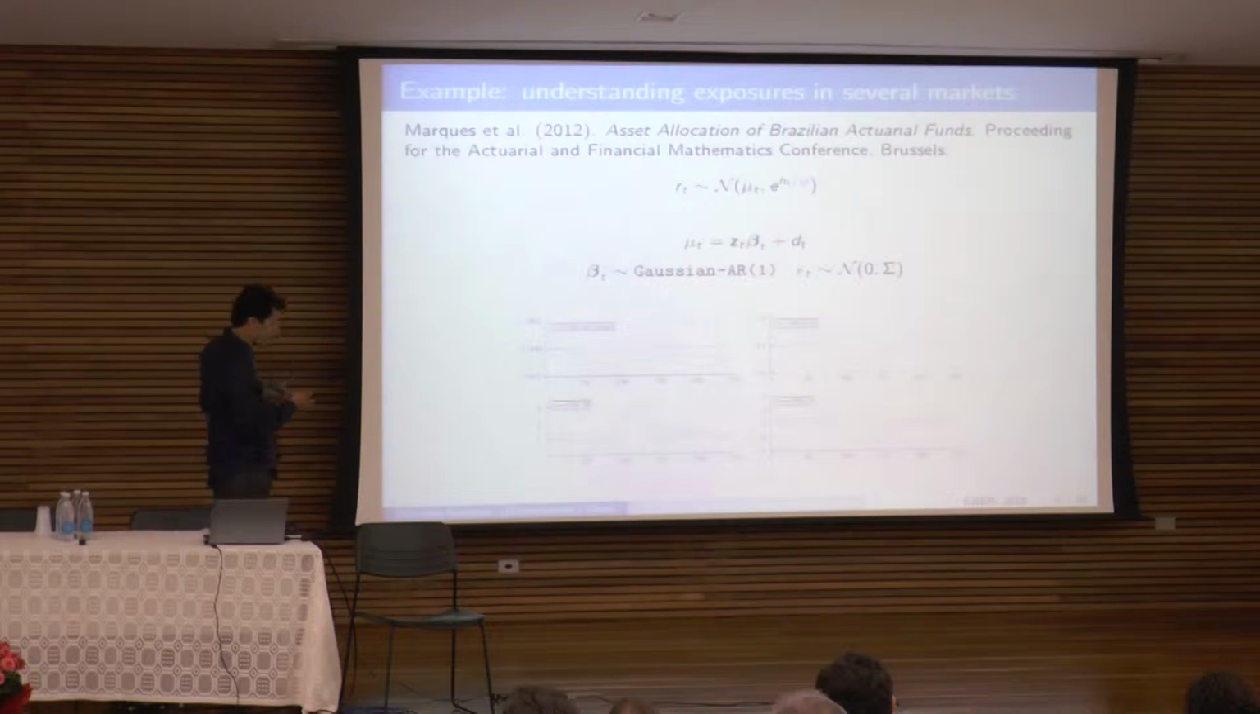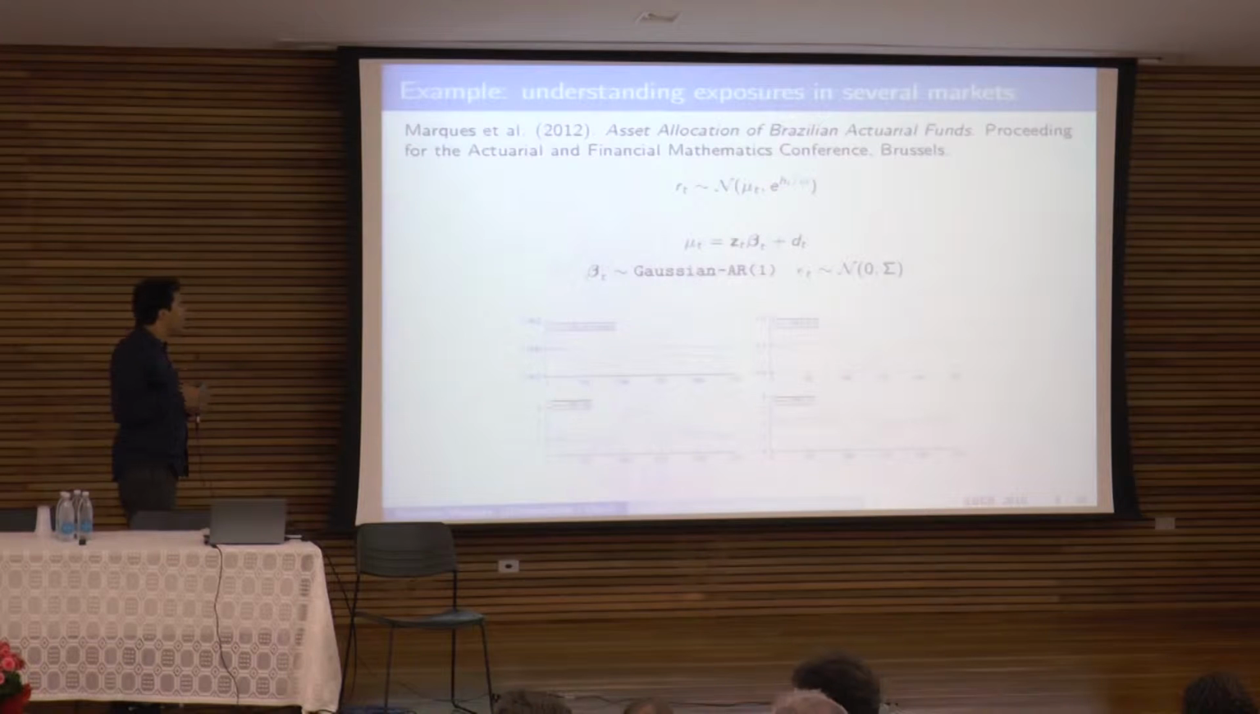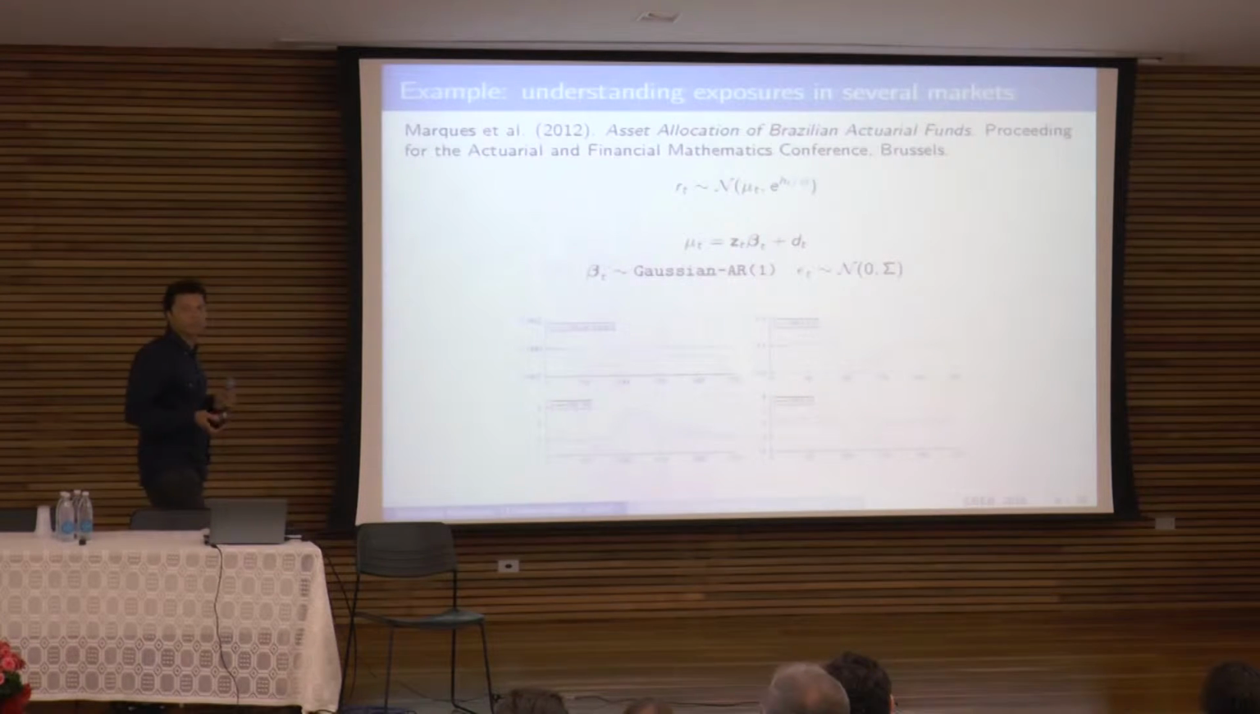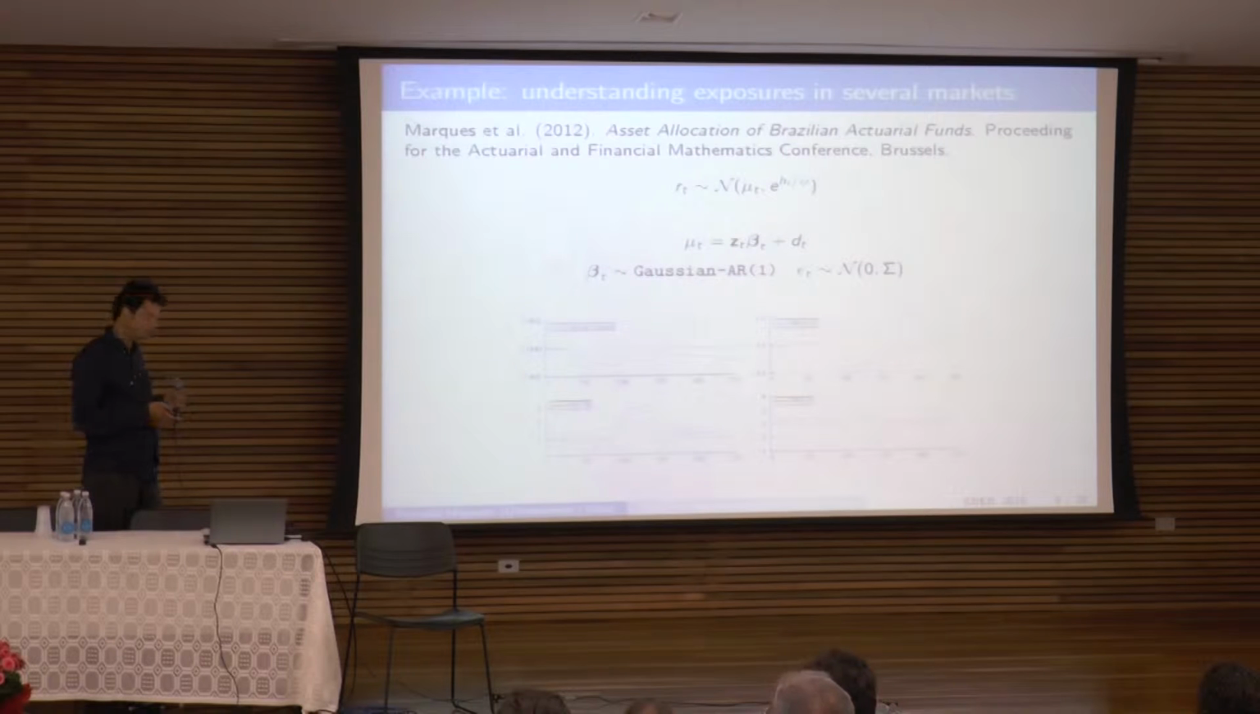An example of a state space model is one paper about asset allocation. We have returns here, and then you have the evolution for the returns. You can put some Gaussian here. If theta is deterministic, you can run this by Kalman filter as usual.